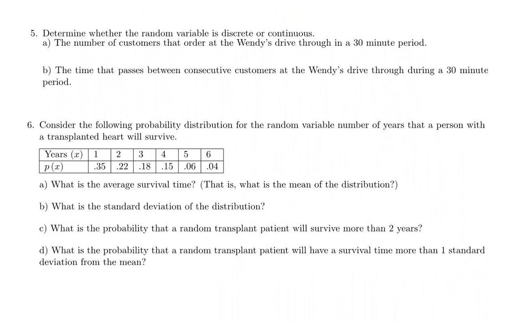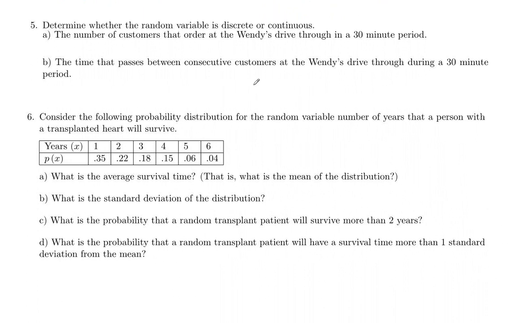All right, and then let's see, we're looking at discrete and continuous random variables. Number of customers that order at Wendy's drive-thru in a 30-minute period. So this one's going to be discrete because you can count it. It's going to be 1 customer, 2 customers, 5 customers. So 1, 2, 3, you can actually count it.